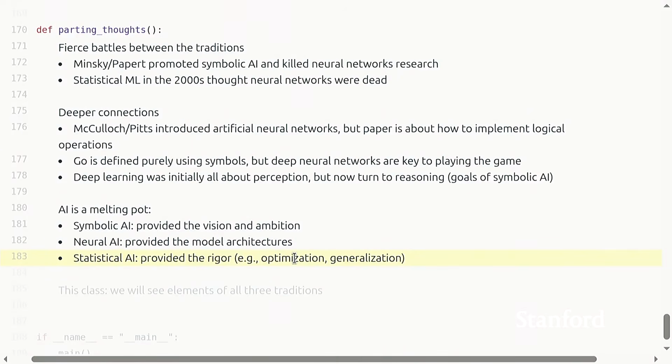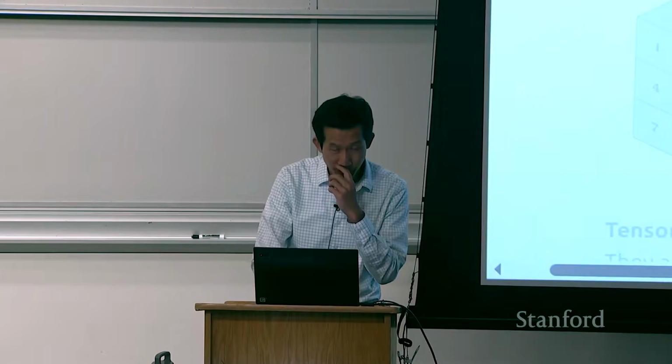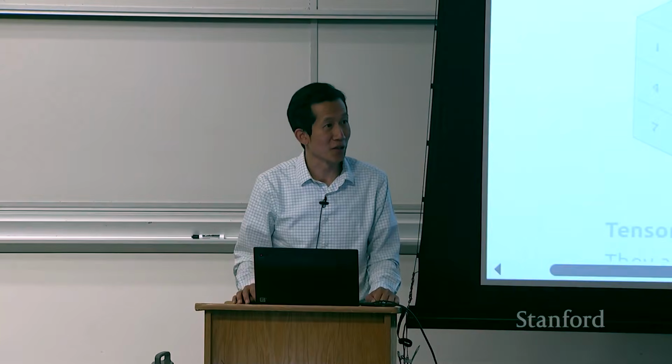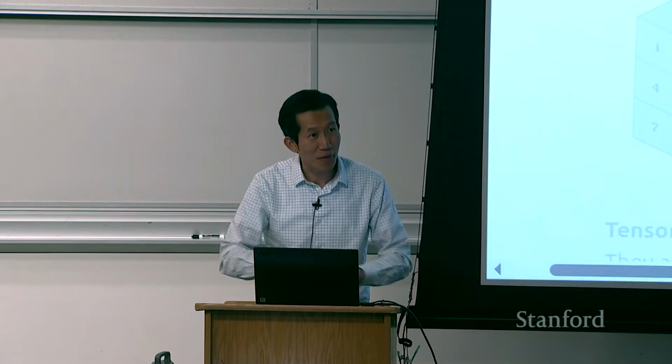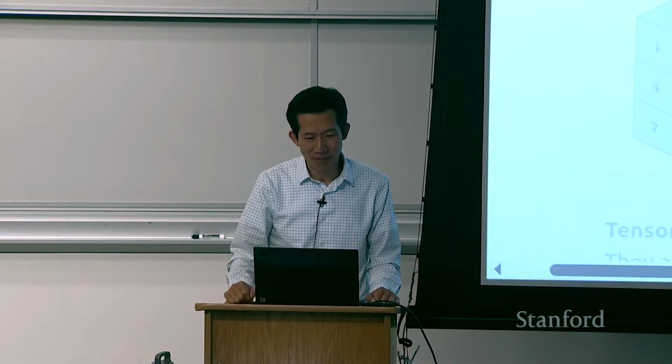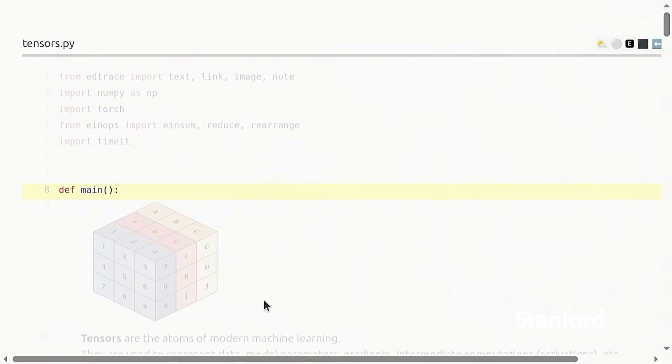A lot of the modern language we use to describe optimization and generalization from training to test, this comes from kind of the statistical thinking. In this class, we'll see elements of all three traditions. So the third part of this lecture is going to be on tensors. And we're going to roll up our sleeves and see some code and try to build some foundations.